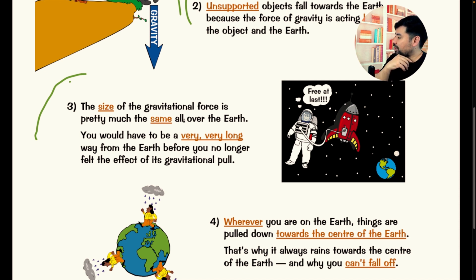You would have to be a very, very long way from the Earth before you no longer felt the effect of its gravitational pull, okay? So what did he mean here? You would have to be a very, very long way. I mean, the distance: you would have to be very far from Earth. Are you getting that? So let me give you some explanation about that.